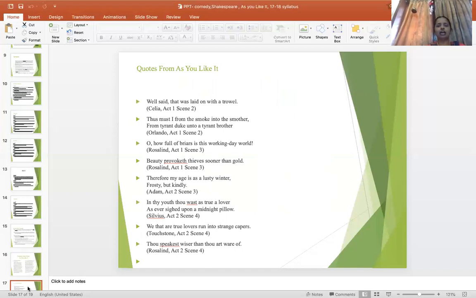And I have stated here some more quotations for your kind notice that you could remember and memorize. Whenever possible, you can quote them in your writings. Well said, that was laid on with a trowel. That must I from the smoke into the smother, from tyrant duke into a tyrant brother. How full of briars is this working day world? Beauty provoketh thieves sooner than gold. Therefore, my age is as a lusty winter, frosty but kindly. In thy youth thou wast as true a lover as ever sighed upon a midnight pillow. We that are true lovers run into strange capers. Thou speakest wiser than thou art aware of.